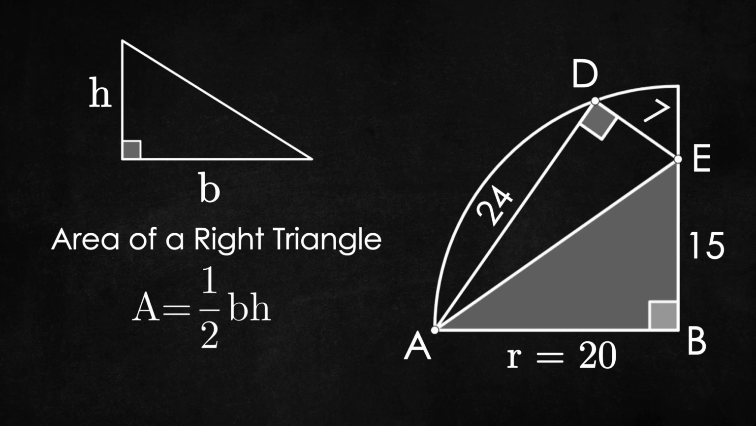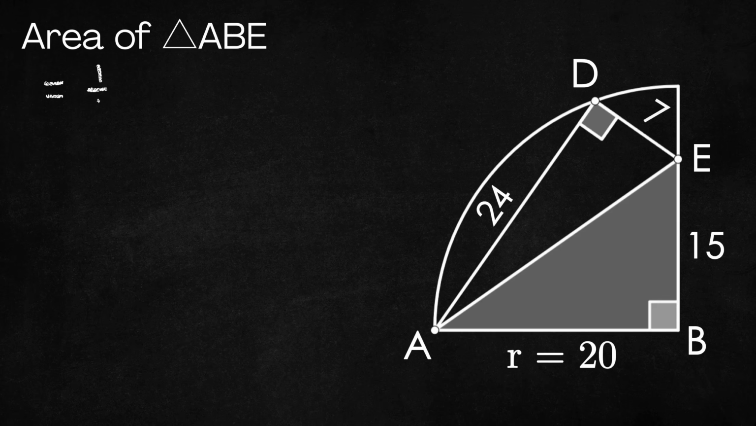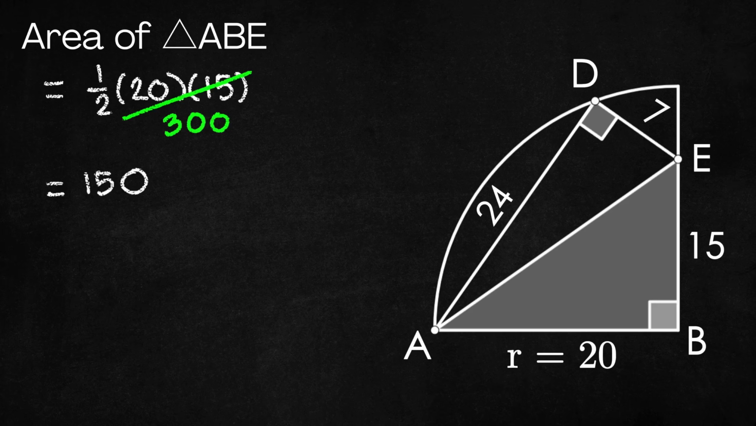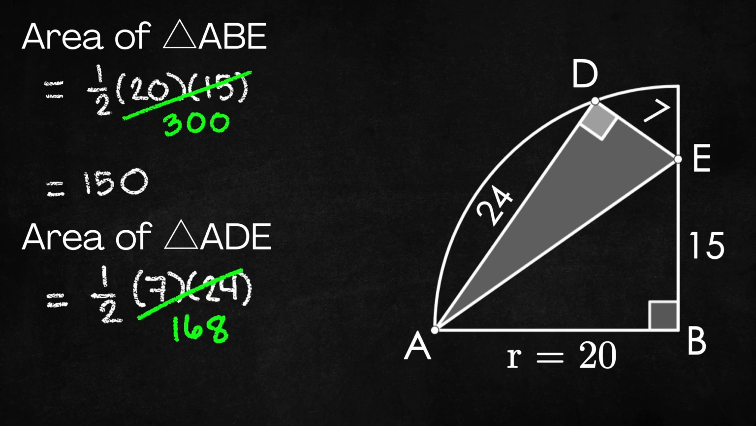Recall that the formula for the area of a right triangle is 1/2 times base times height. Now we can solve for the area. The area of triangle ABE is 1/2 times 20 times 15. 20 times 15 is 300, and half of 300 is 150. Now, the area of triangle ADE is 1/2 times 7 times 24. 7 times 24 is 168, and half of 168 is 84.